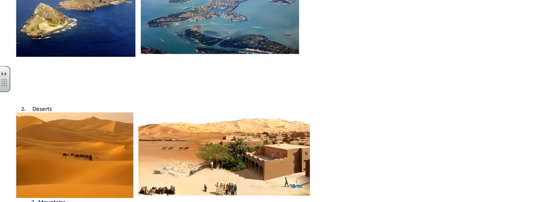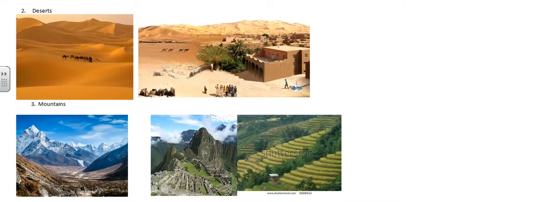So as we move down to deserts, these are two pictures of the Sahara. And this is, again, a remote area of the Sahara. And I chose this picture for a specific reason. We're going to talk about that adaptation. And this is another way that people live in the desert.